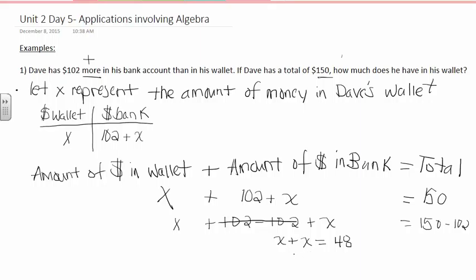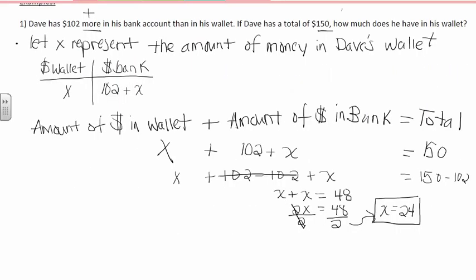Now we can simplify this into 2x equals 48. And finally, we need to get rid of this 2 by dividing both sides by 2. I'll just write my final answer right here. These cancel out, and we get x equals 24 as our final answer.